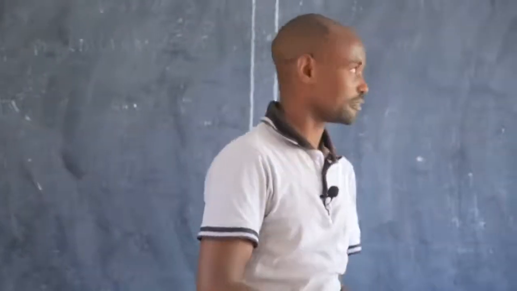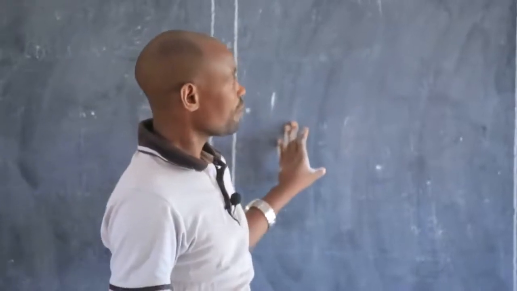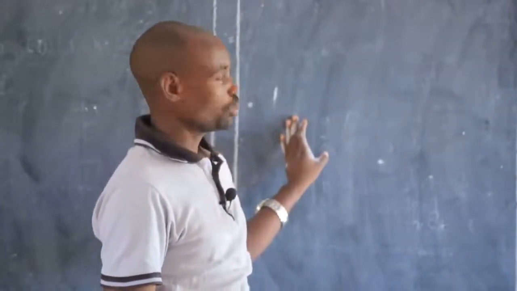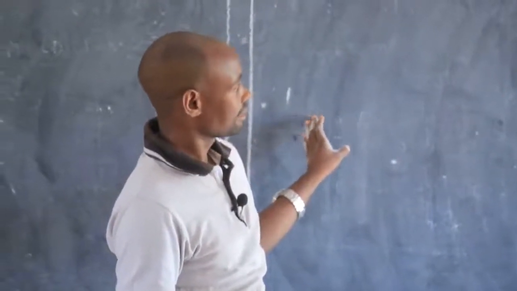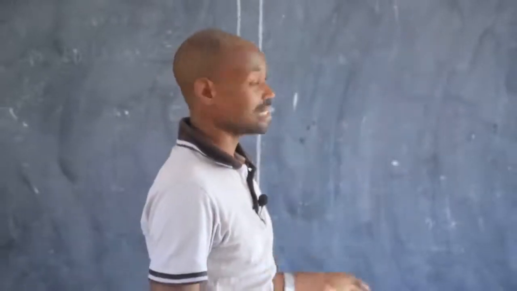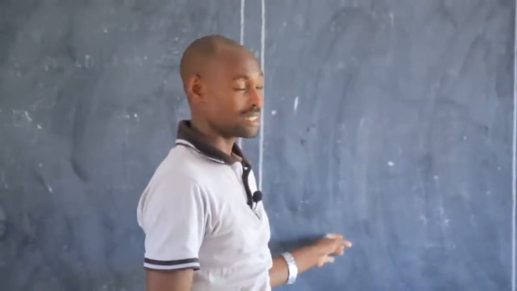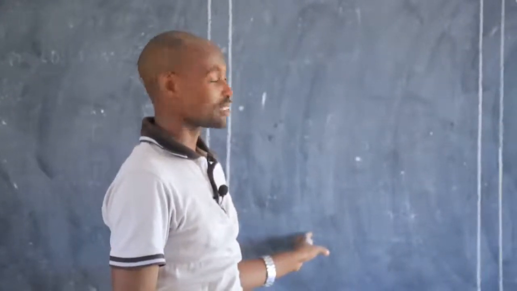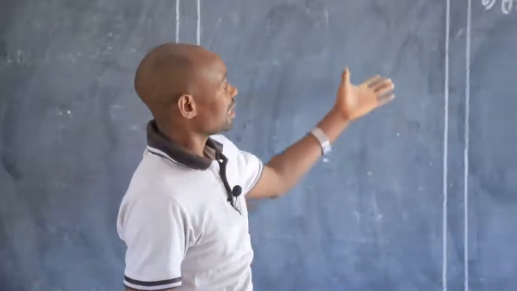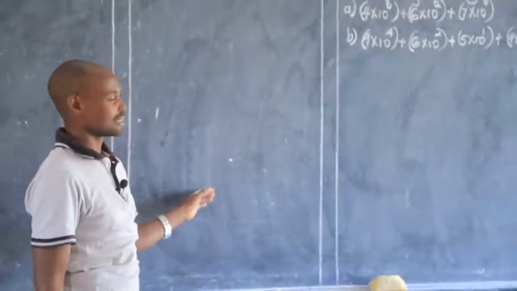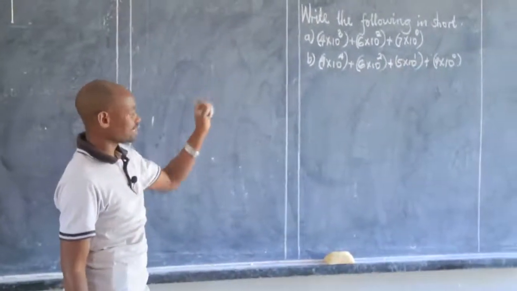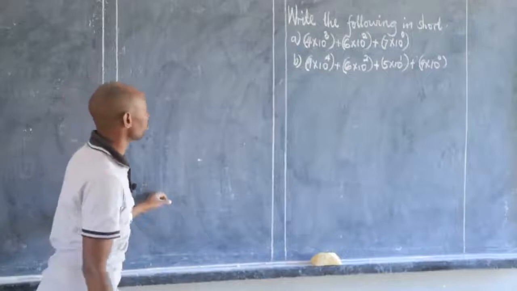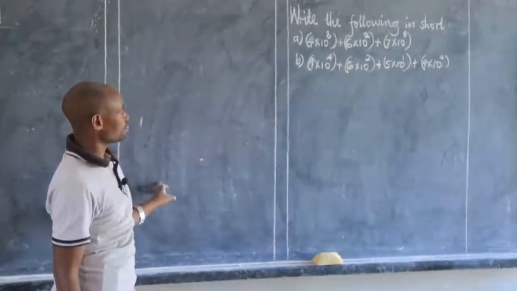our previous lesson. So if you have been given a number which has been expanded, for example, we have some numbers here which have been expanded using powers of 10. And I told you powers of 10 are the same as exponents. And I have told you to write in short. What do you do? For example, write the following in short.